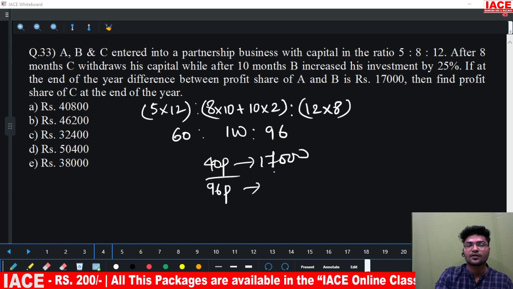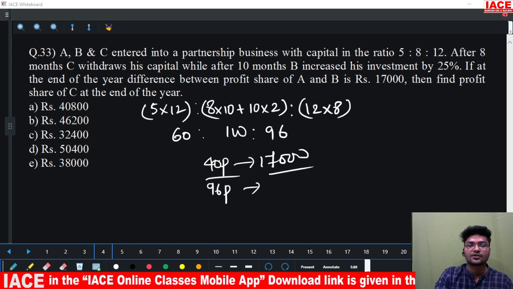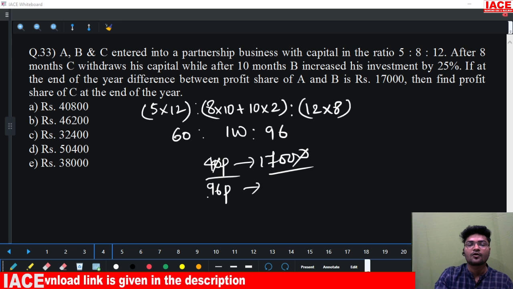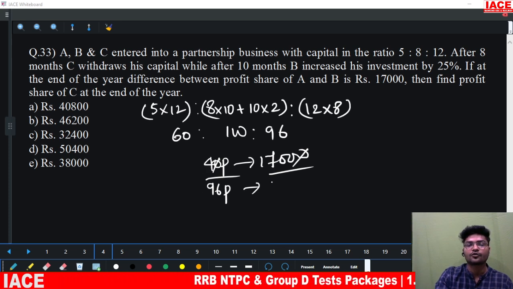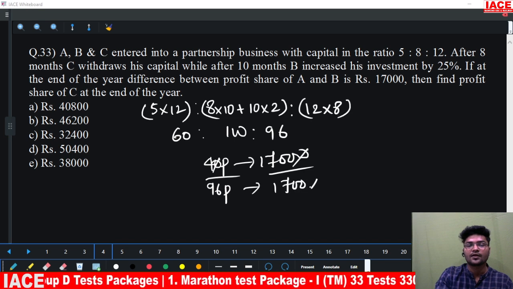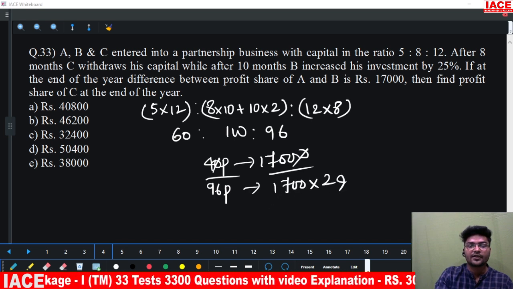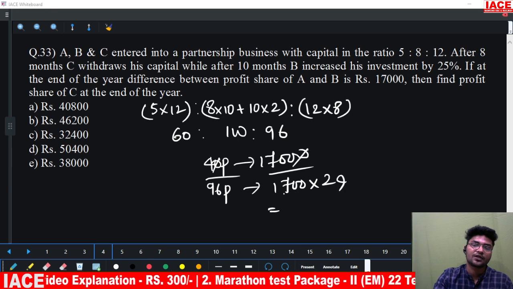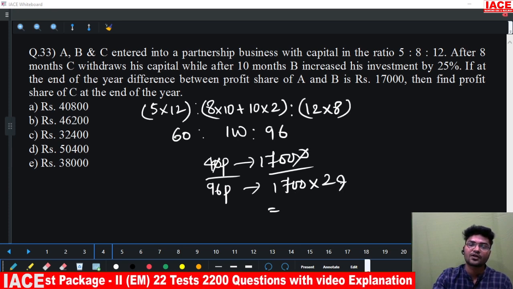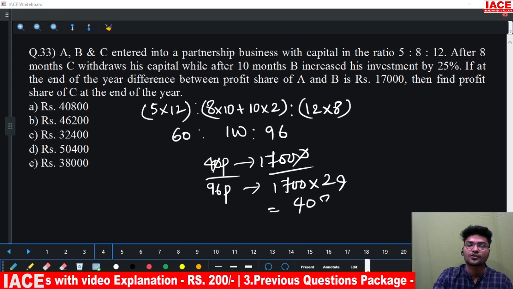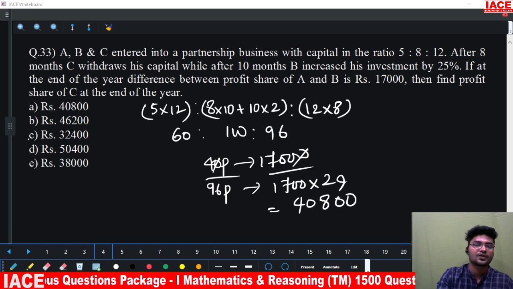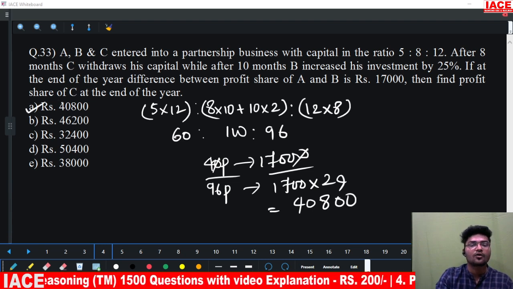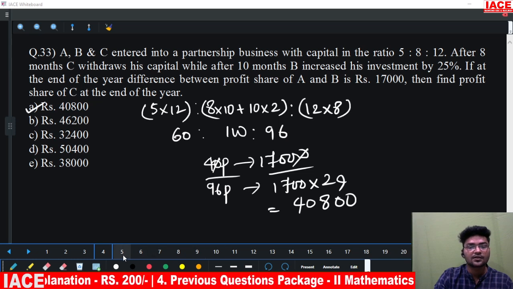So we'll calculate. I'll start cancelling out. 0 and 0 gets cancelled out. 4 parts is 17,000. 96 parts means 4 into 24. So 1700 into 24. 17 into 24. How much is 17 into 24? 17 into 20 is 340 plus 68. So this is 40800. 40800 means our correct option will be option A. Option A is the right answer.